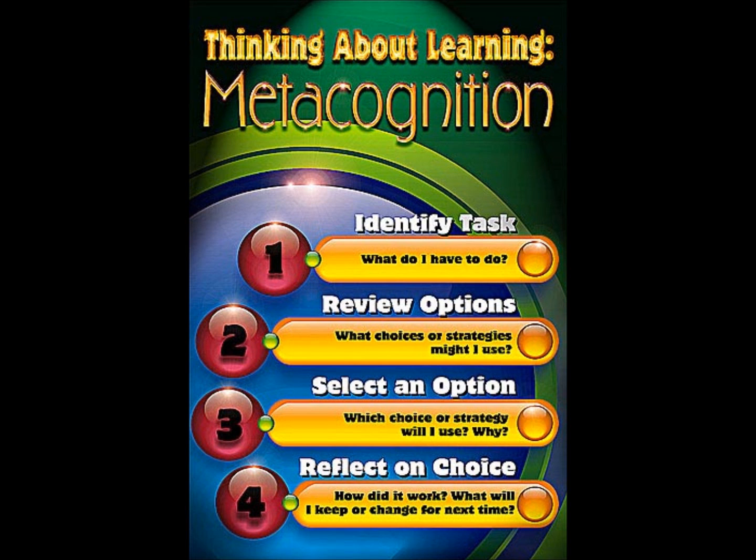Metacognition. Look at the poster on metacognition. Metacognition is thinking about learning or knowing about knowing. Look at the flowchart for metacognition. The first step being the question, what do I have to do? Then, what choices or strategies might I use? The next step is, what choices or strategies will I use? Why did I choose those strategies? Finally, how did it work? What will I keep or change next time?